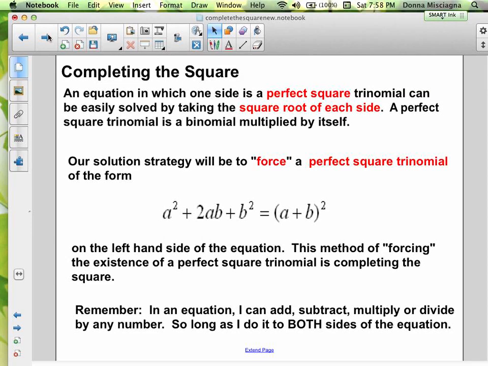So our solution strategy is going to be to force a perfect square trinomial of the form a squared plus 2ab plus b squared. Now you're thinking, we just can't go willy-nilly forcing things. You know, we had to add something to that to make it a perfect square. We can't just add things in. Well, you can for an equation, so long as you add it to the other side. So remember, in an equation, I can add, subtract, multiply, or divide by any number, so long as I do it to both sides of the equation. You do it to both sides, the equation still balances.